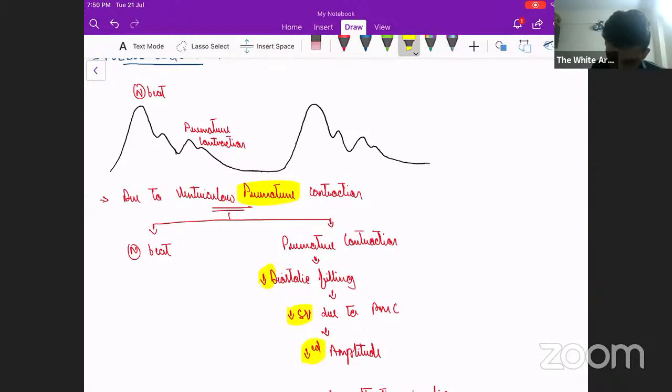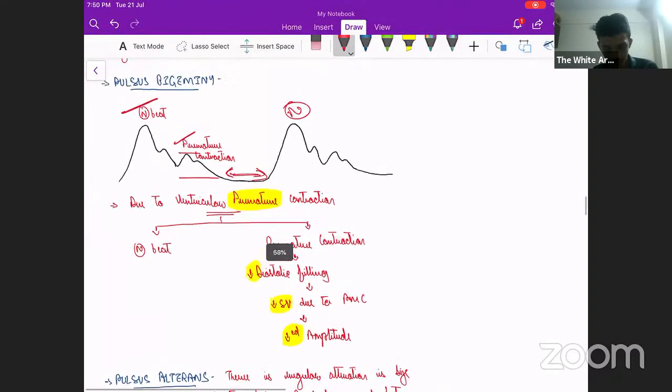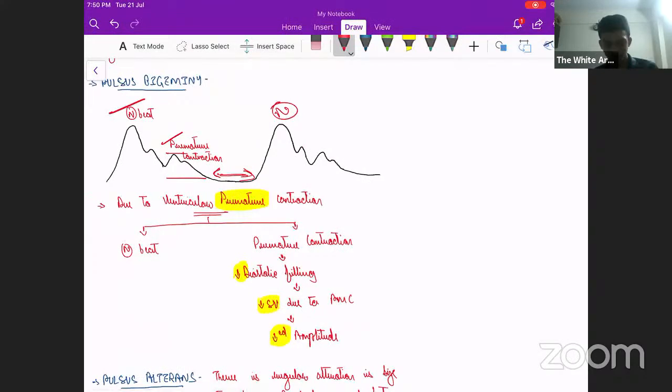This is followed by a compensatory pause before the next beat. So there will be one normal beat followed by a premature contraction, followed by a compensatory pause because of the refractory period, followed by one more normal activity. The premature contraction has very low amplitude because of the decreased stroke volume. That is what we see in pulsus bigeminy.